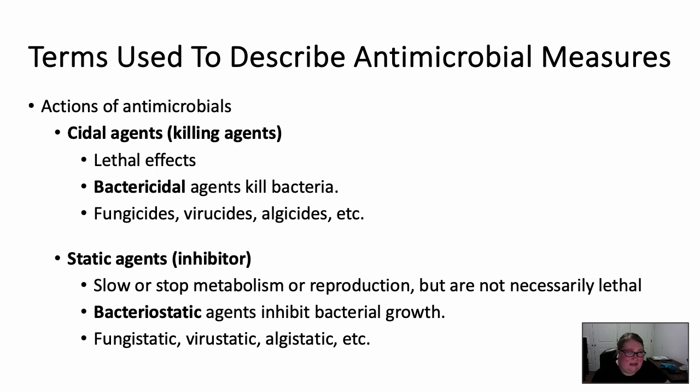Now, static agents, we can think about them as inhibitors. What they're going to do is slow or stop the metabolism or reproduction of that microbe, but they're not necessarily going to kill it. They're going to inhibit bacterial growth. They're going to suppress it. In fact, static agents work on the premise that a person is going to have a functioning immune system. By suppressing that bacteria, if it's a bacteriostatic, it's going to suppress it to levels that the immune system can step in and take care of the rest of that bacteria. This is also going to be different for different individuals. It all depends on how robust a person's immune system is.